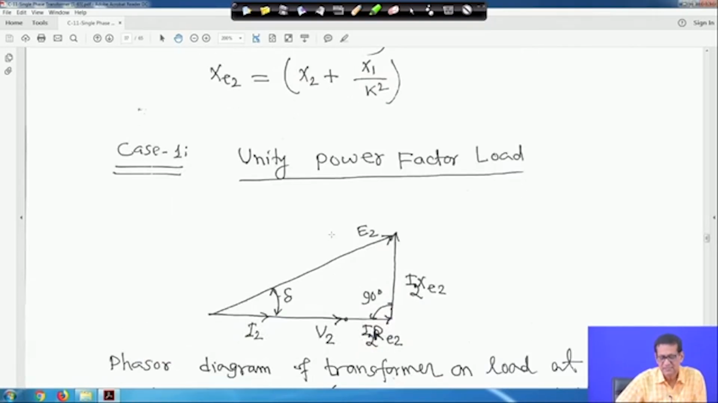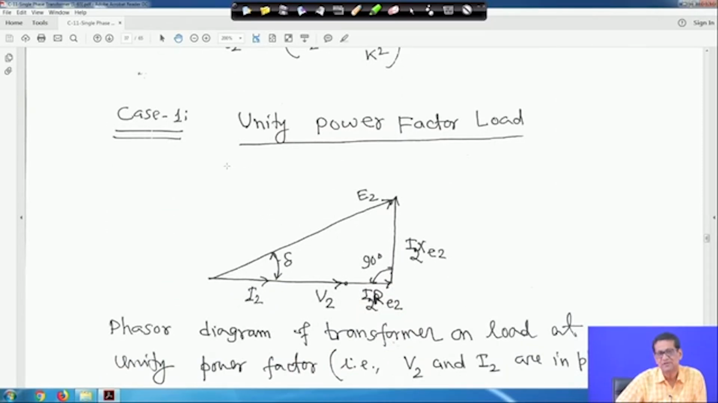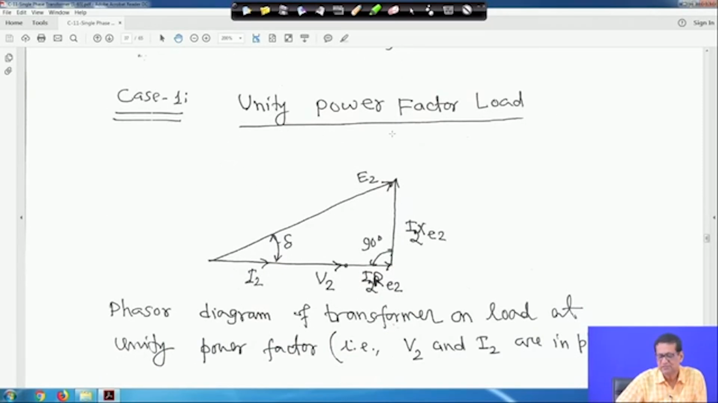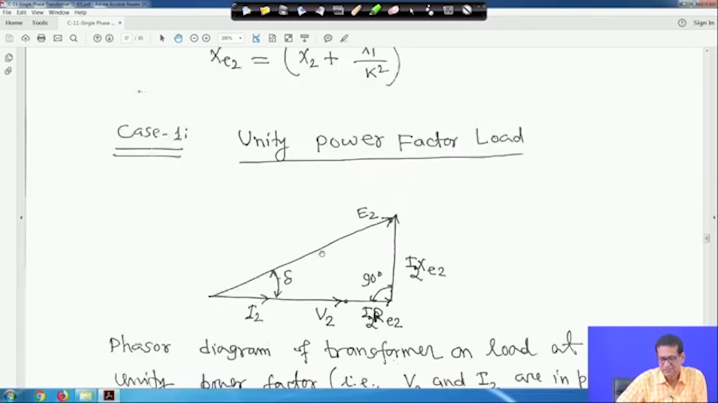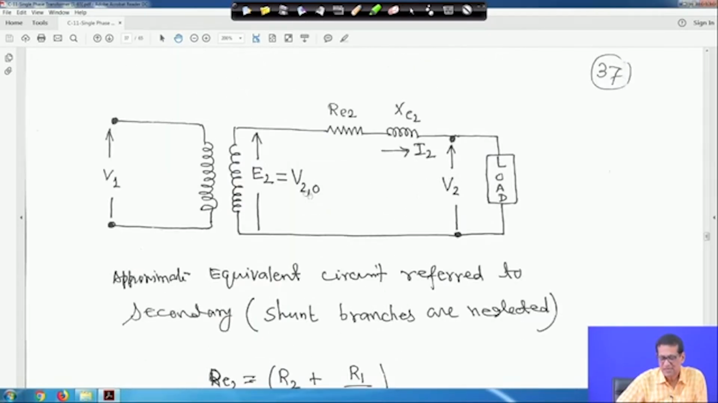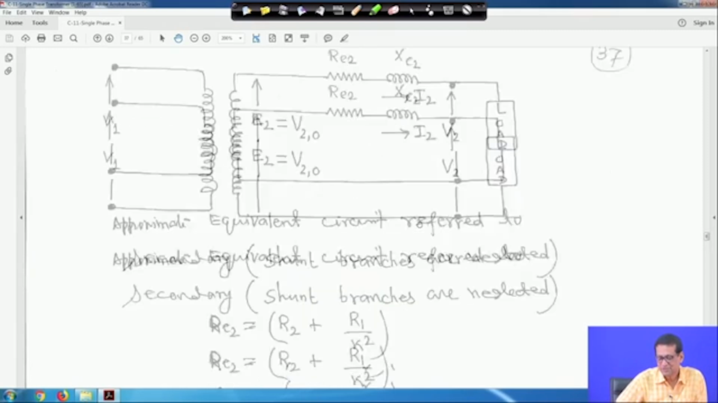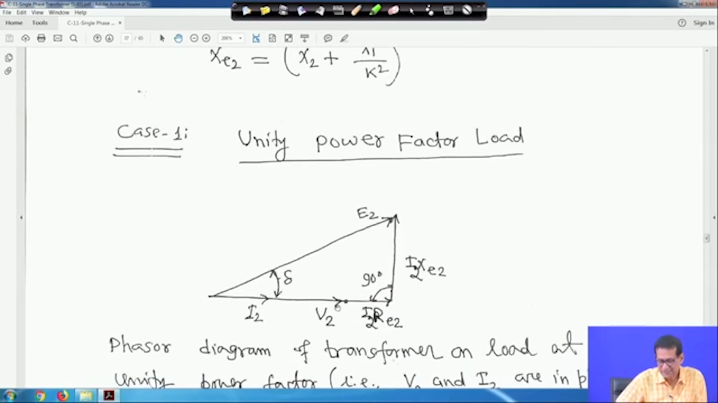Now, the voltage regulation expression for different power factors. Case 1: we consider a unity power factor load. When the load is unity power factor, it is purely resistive. If it is purely resistive, then the current I2 and V2 are both in phase. So, this is my voltage V2, and this is the voltage drop across the resistance, I2 into Re2, and as it is a unity power factor load, I2 and V2 will both be in phase.